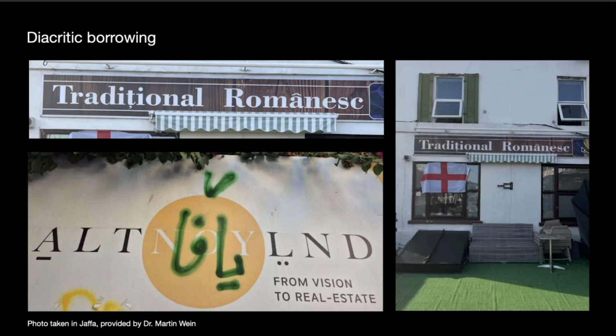This category, I'd say diacritic borrowing, is also part of the first category. I added this photo yesterday because it was near my hotel. There is this Romanian restaurant, and it has used this little comma, not exactly a comma, on the bottom of the T. It's from the Romanian language, and they use it for the English word "traditional." And the Romanians write it in their own Romanian language.